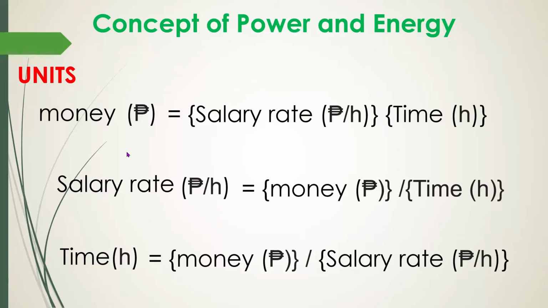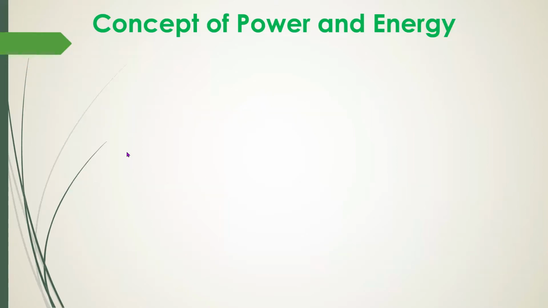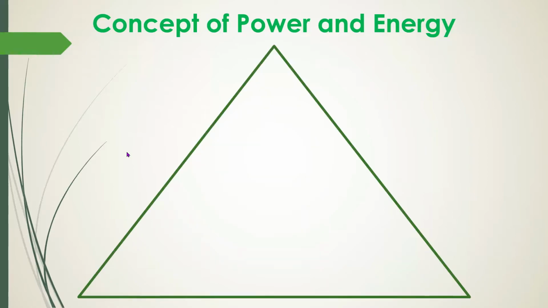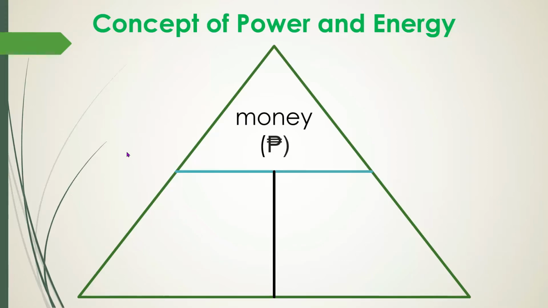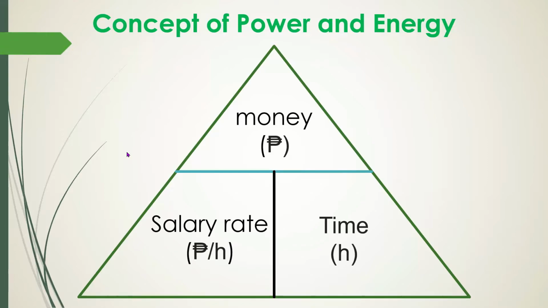We can easily remember this by transforming it into a triangle, not a diamond. We will divide the triangle in two sections, one at the top and one at the bottom. Now divide the bottom part into two like this. We will put the money at the top section since it is the most important in society, and the salary rate and time will be distributed at the two bottom sections. So now you will have a magic triangle.